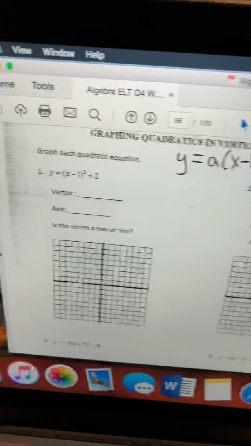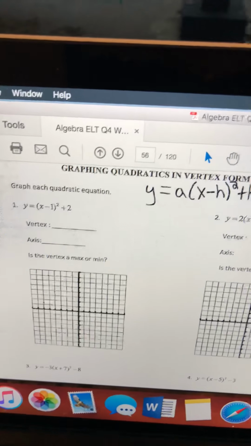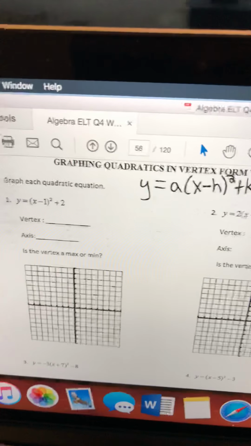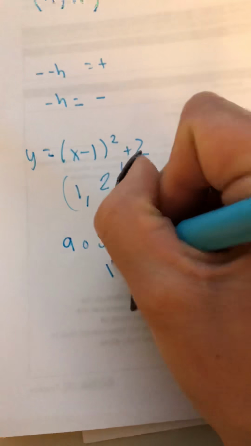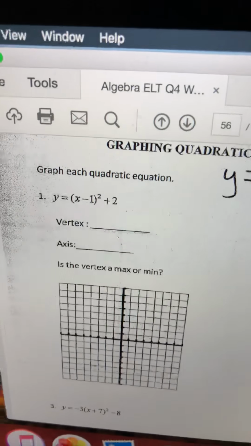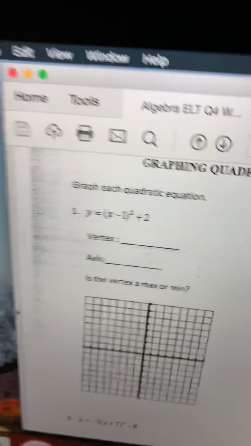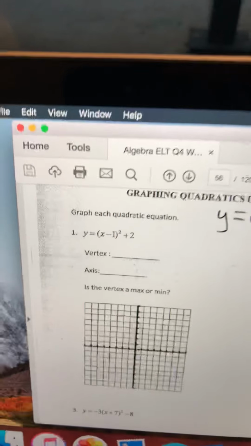The next question asks me for my axis of symmetry. My axis of symmetry is always going to be my x value of my vertex. So in this instance, axis of symmetry equals 1, or x equals 1. Is this vertex a maximum or a minimum? Since there is no negative coefficient, this is going to be a minimum, and your parabola will face up.